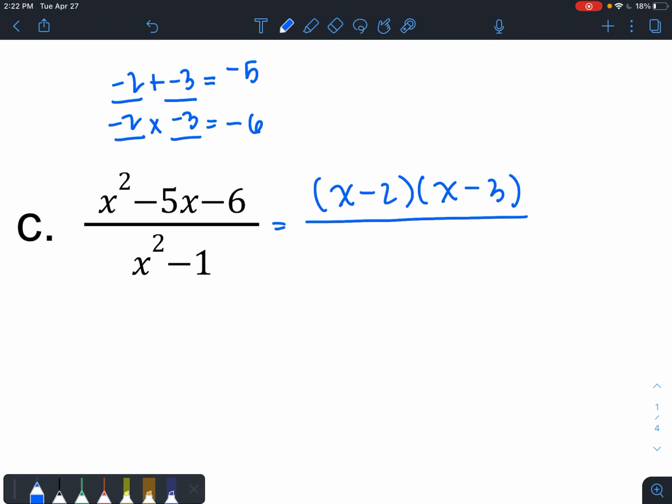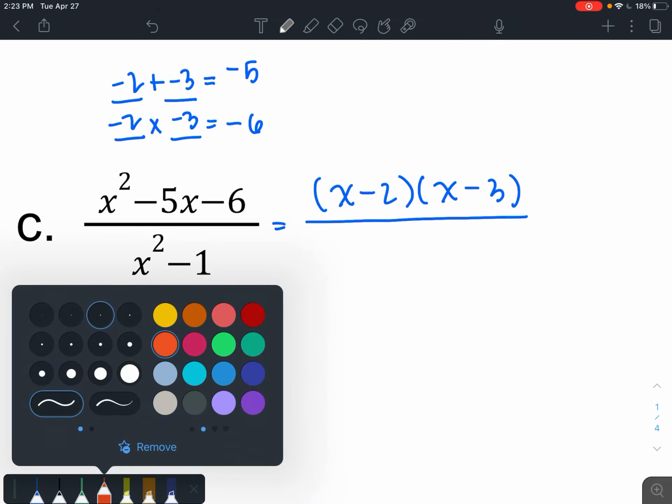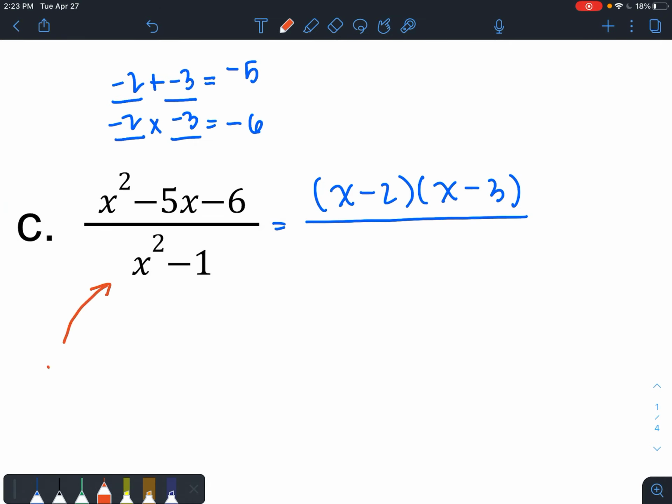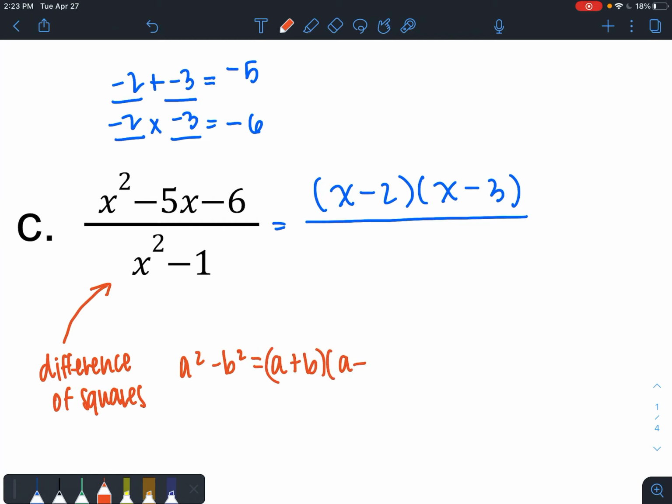In the denominator, I have a difference of squares. So when I have the difference of squares, like a squared minus b squared, that gives me a plus b times a minus b. My perfect squares are x and 1, so I get x plus 1 times x minus 1.